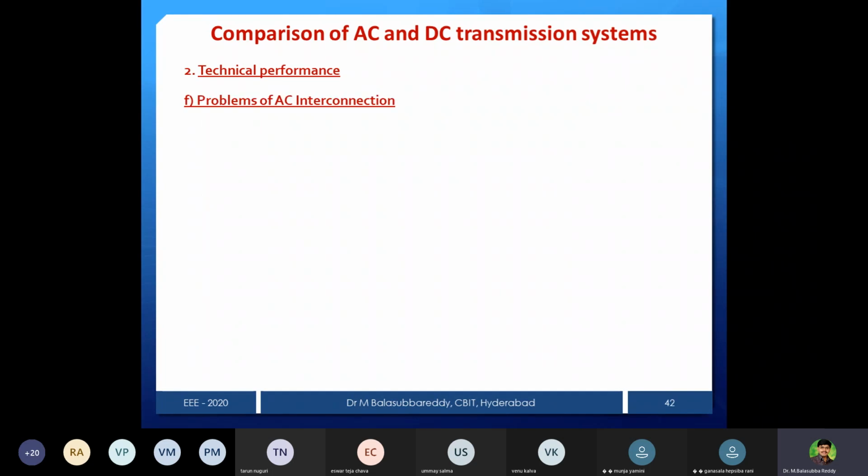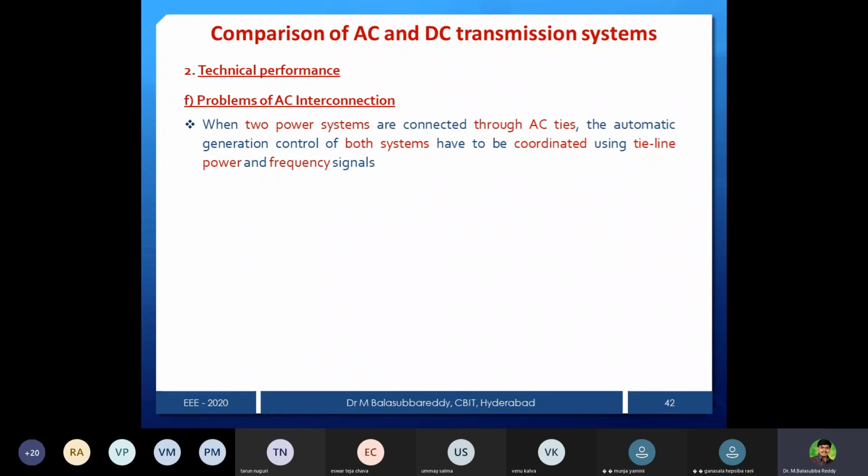Another problem is the problem of AC interconnection. If two systems are operating at different frequencies or different voltages, that interconnection is a major problem. When two power systems are connected through an AC tie line, between these two there is an interconnection link. The automatic generation control of both systems has to be coordinated using tie line power and frequency signals. When we want to tie the systems, this must be taken care of. With an AC tie line a lot of problems will be there. So the frequency signal also must be matched.